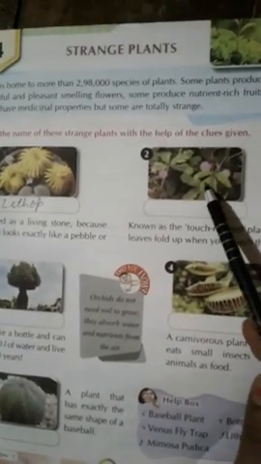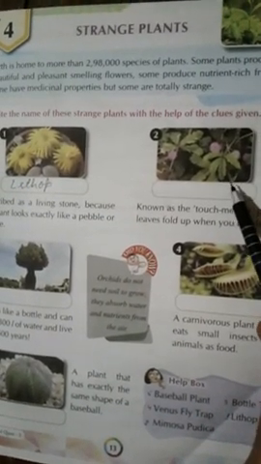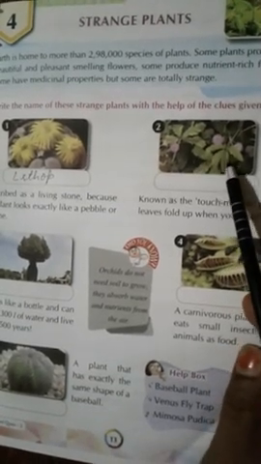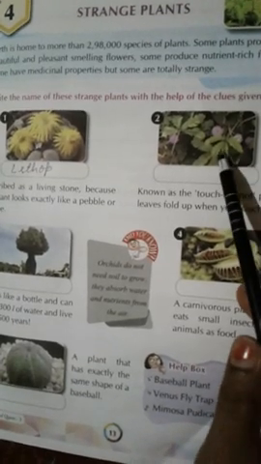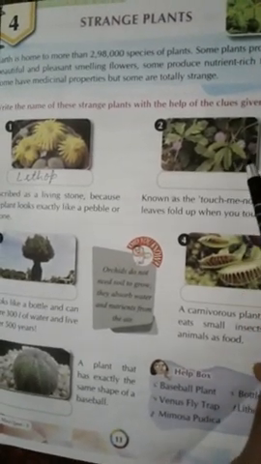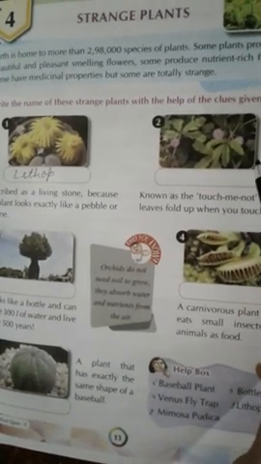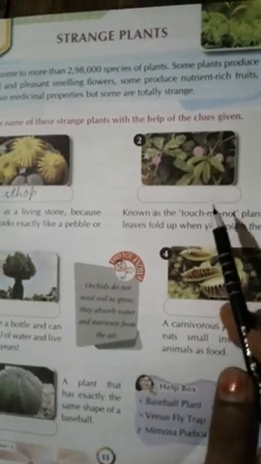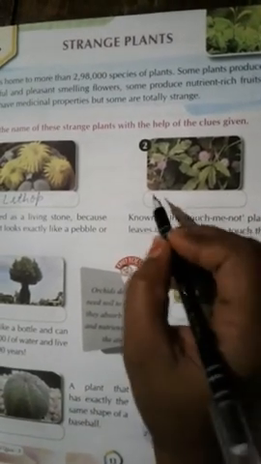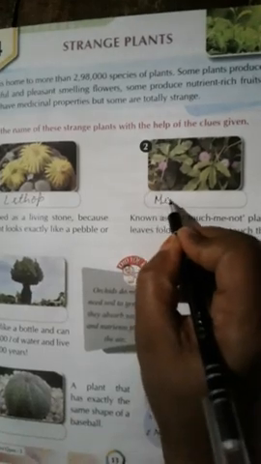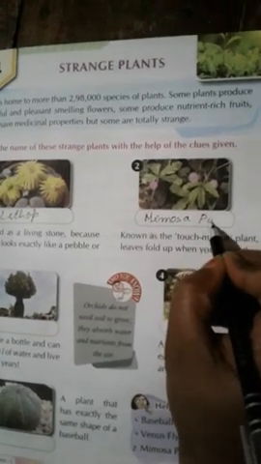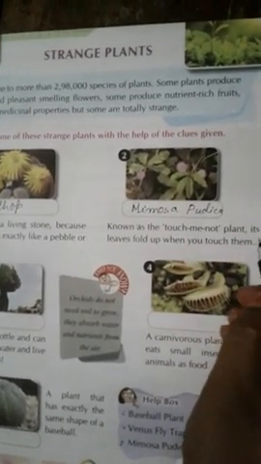Children, do you remember this type of plant? It is present in our school ground. Have you seen this one near the baseball ground? Lots of plants are there. This is a touch me not plant. When we touch this plant, it will feel shy, and after a few seconds it will close. Its leaves fold up when you touch them. So what is the name of this plant? It's a mimosa. What is the spelling? Mimosa pudica. It's a pudica.